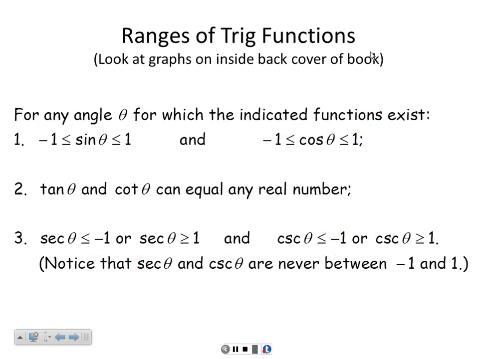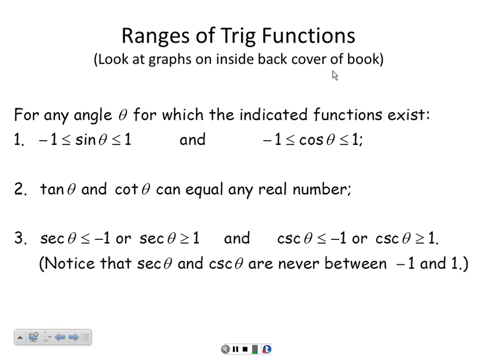Okay. So ranges. Look at the graphs on the inside back cover of your book, and it will help you to understand the range. Now, the range of a function is how far it can go in the y direction, positive y or negative y. And so what you have is the trigonometric functions from 4.1, 4.4, and like I said, it's on the inside of your back cover there at the top. So for any angle theta for which the indicated function exists, number 1, your range for sine is from -1 to 1.